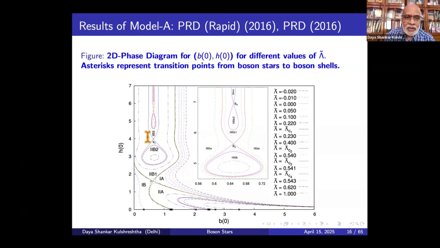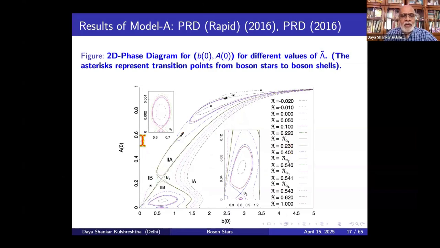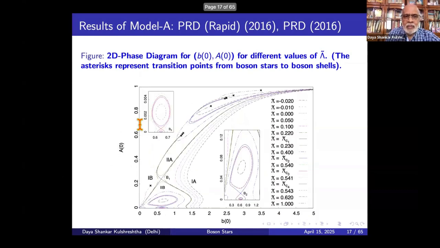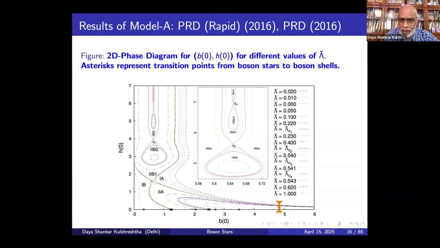So you see here, this portion is being blown up to show more bifurcation points, 3, 4, and so on. 1 and 2 are visible here. This is another set of phase space variables, A0, the metric function, and the vector field. So this is A0 versus H0. In each diagram, you notice some of these asterisks appearing on these figures. They actually correspond to the transition from a boson star to a boson shell in each one of them.